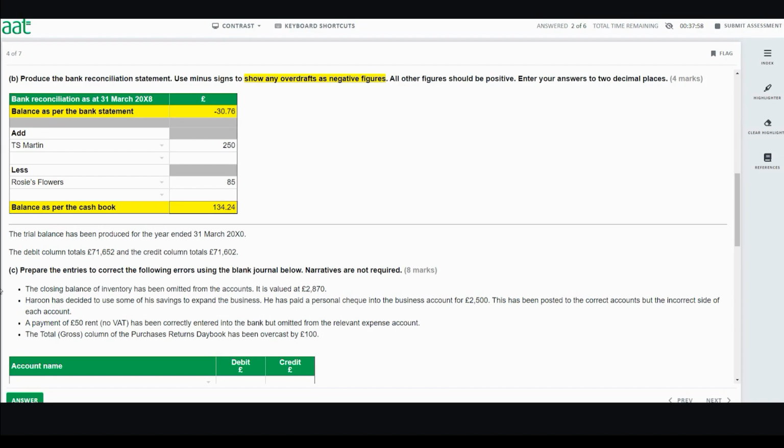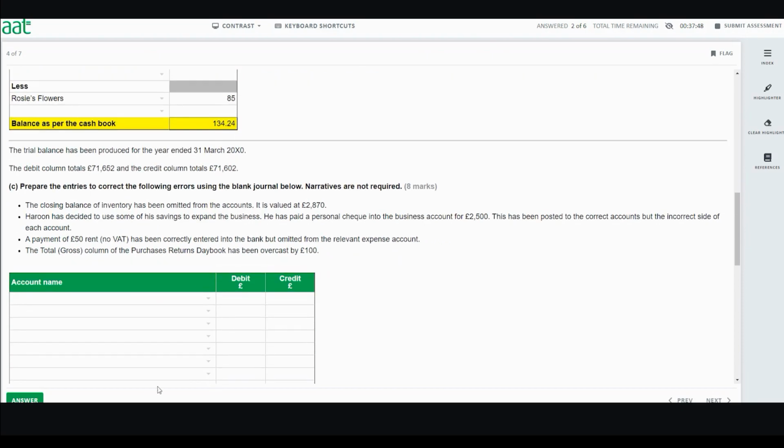Okay, so to get it to balance, we need to open a suspense account on the credit side for £50. Okay. Then it says prepare the entries to correct the following errors using the blank journal below. Narratives are not required, so that's fine. Okay, but don't forget your account names required.